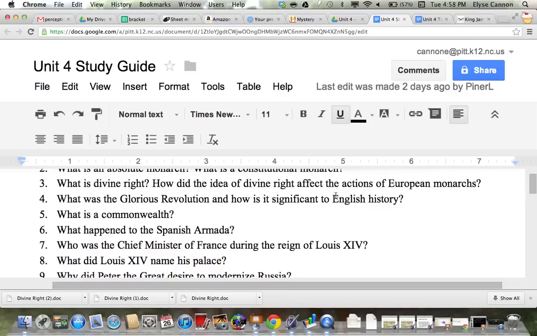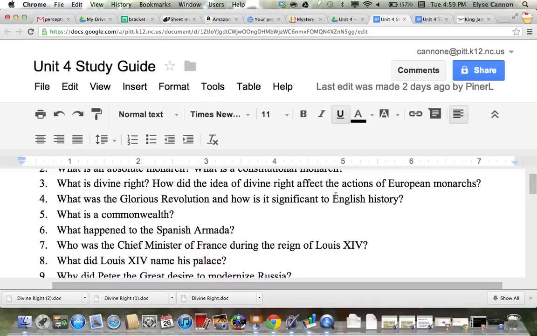After the rule of James II, William and Mary, James II's daughter, will take the English throne, but only after signing the English Bill of Rights, which limited the power of the monarch and gave some of the power to Parliament. This is known as the Glorious Revolution. Also, we are going to have a change from an absolute monarchy to a constitutional monarchy with the Glorious Revolution.